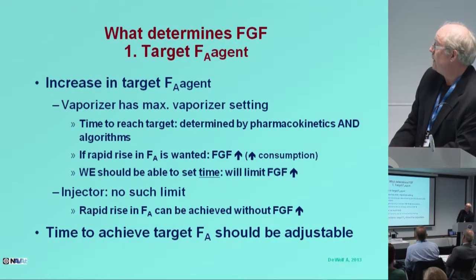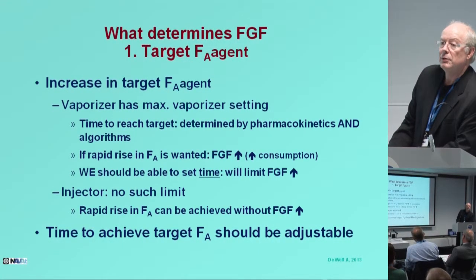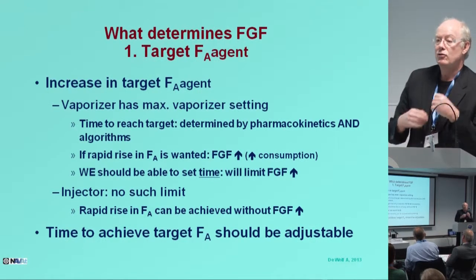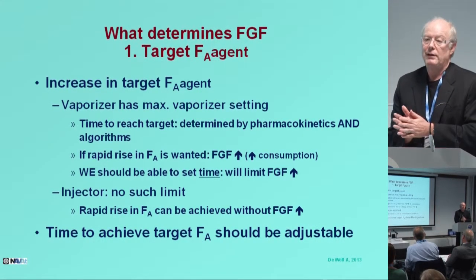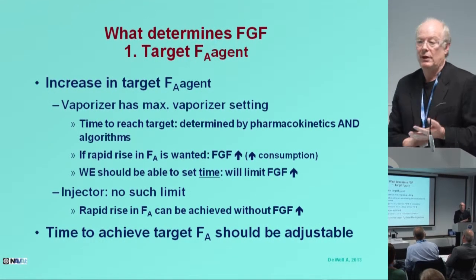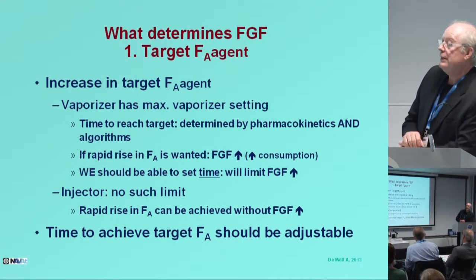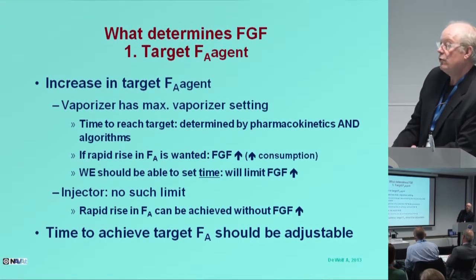If you use an injector, there is no such limit, because you can give a much larger FD than 8%, which is the limit of the vaporizer. So with an injector, there is no such limit, and therefore you can achieve a rapid rise in FA very rapidly without increasing fresh gas flow, which is a very economic way of doing things. But the bottom line is the time to achieve the target FA should be adjustable.